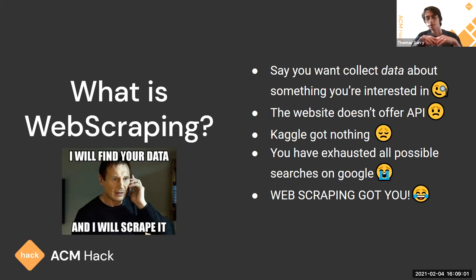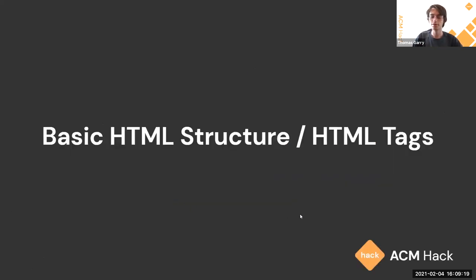Okay. So if there's no API, then you just keep searching, right? But let's say you keep searching and you cannot find any data. Then we have this idea for you: web scraping. This guy's going to find the data, he's going to scrape it. We're going to start off with a basic review of HTML and HTML structure, because you need to be able to understand HTML in order to web scrape.